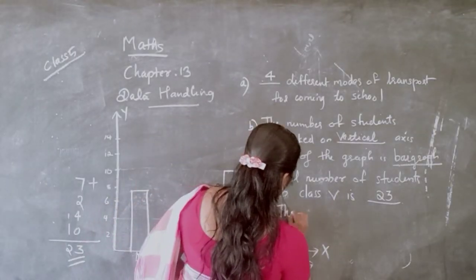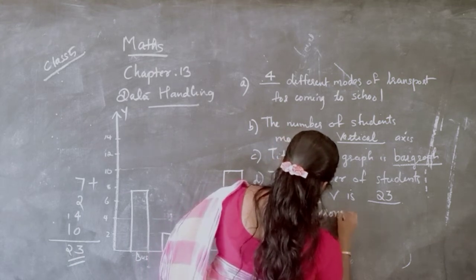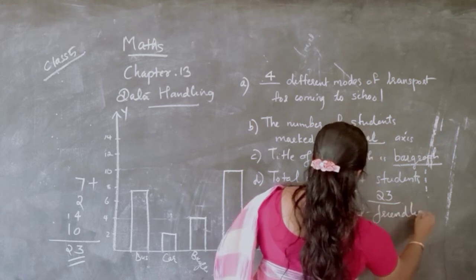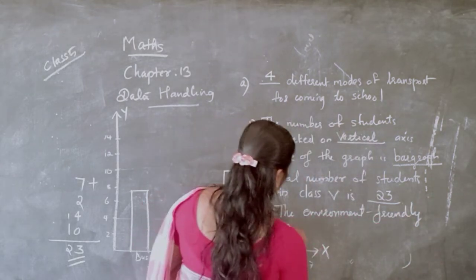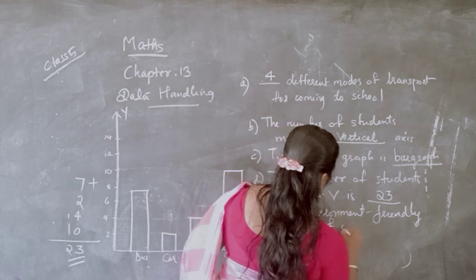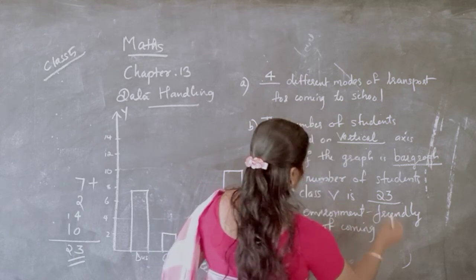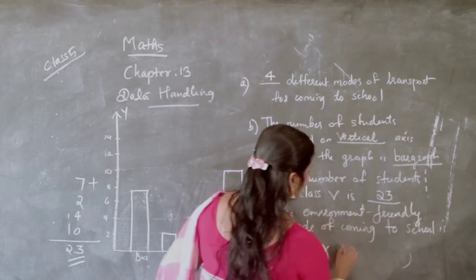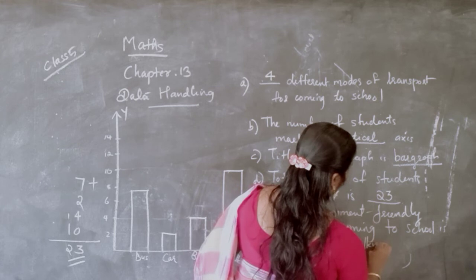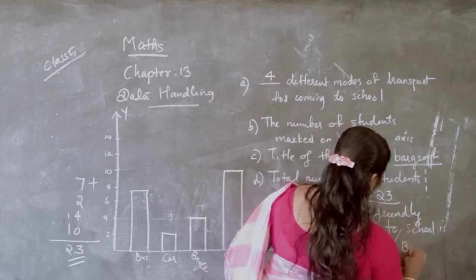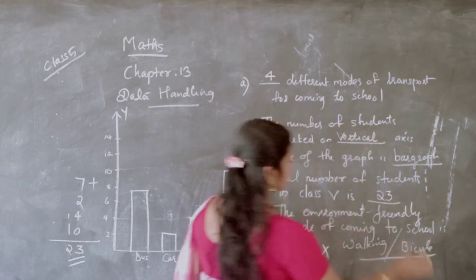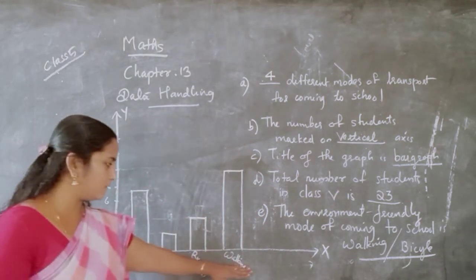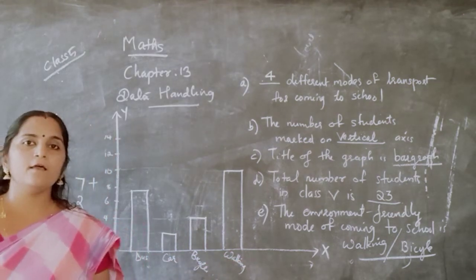The environmentally friendly mode of coming to school is walking or bicycle. Both are correct. No petrol is used or no diesel is used. That's why these two are environmentally friendly.